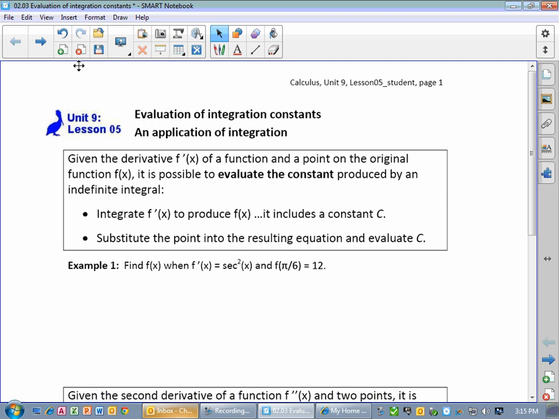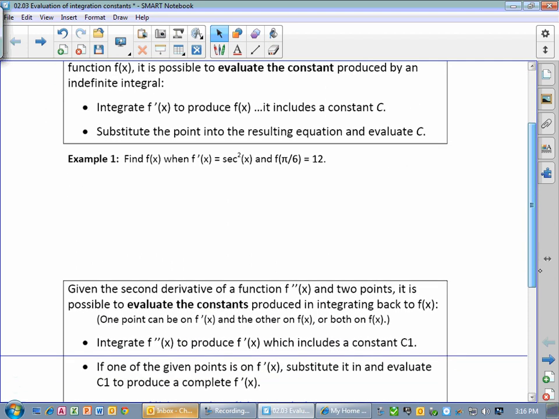And we call these initial value problems because you're given an initial function value, and you can use that to find that constant. So if we're given the derivative of a function and a point on the original function, that could be f of 3 equals 7, or any coordinate that gives us an x value and a y value, we can evaluate for C. So the process is a two-step process. We integrate just like normal, put plus C at the end. We plug in or substitute in the x value and set it equal to the y value, and we solve for C.